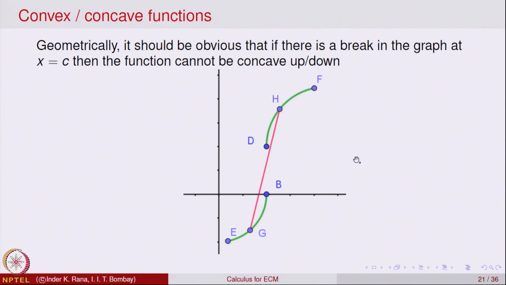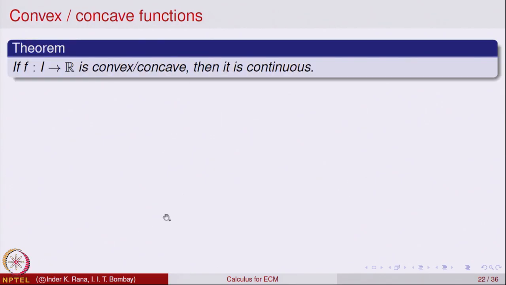So, that indicates that if a function is concave up or concave down, then it should be continuous at every point. This is only an indication of a result which is actually true, but we will not be proving that. It says that if a function is convex or concave in an interval I, then it must be continuous in that interval. So, whenever you are analyzing convexity or concavity, you have to ensure that the domain you are looking at is an interval, and in that interval the function is continuous. Otherwise, you cannot analyze that.